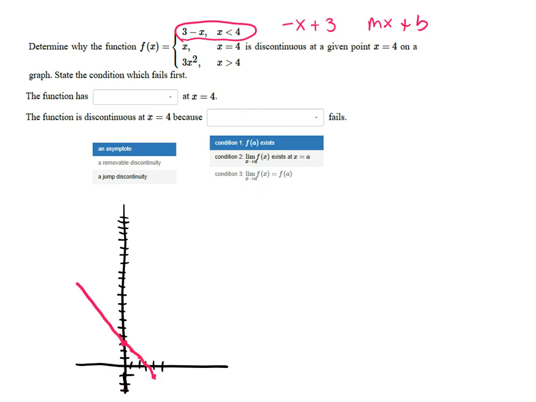This is all I have of this line, because it wants it to be x is less than 4. So technically that's an open circle, because right here this is 4 on the x-axis.